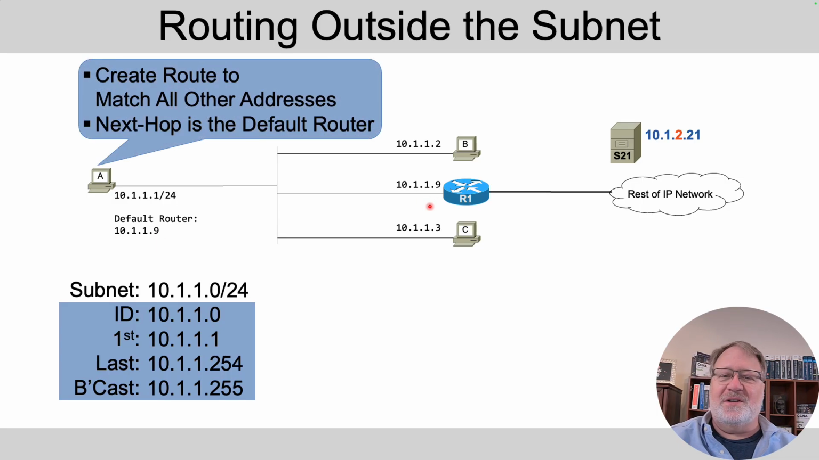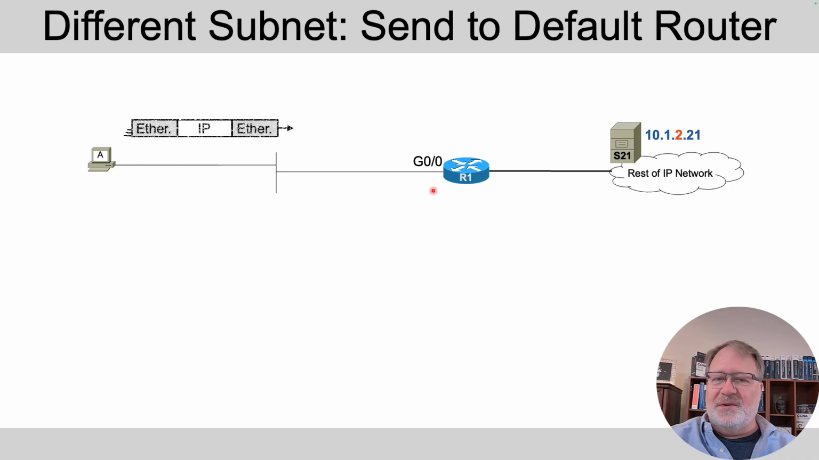All right, so here's the logic. Ahead of time, as soon as PC A comes up, it's going to create a route to match all other addresses, kind of like a default route. And it's going to list that default router as the next hop address to get packets to. So what does that mean? Well, we can't send packets over Ethernet without a data link header added to them. So here's our Ethernet frame with that IP packet in it.